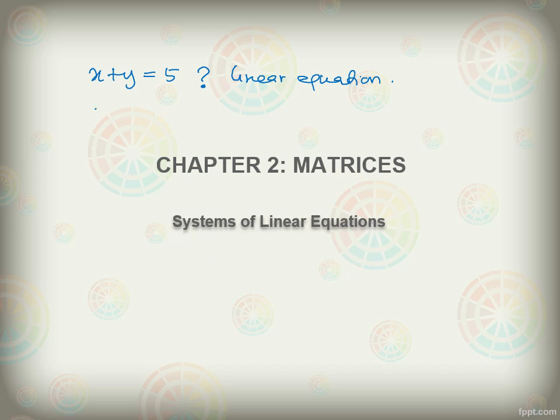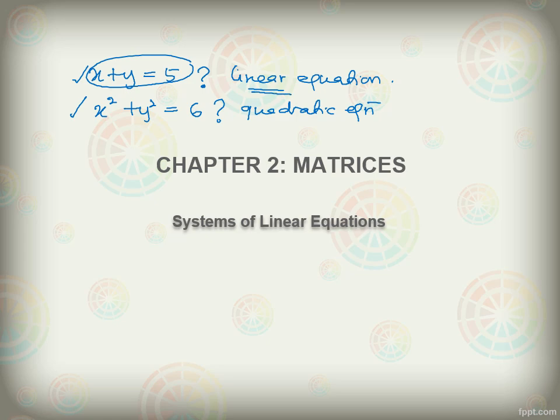Okay, if I give you this, what is the type of this equation? This is quadratic equation. Why is it quadratic? Because the power is 2. Alright. And this is linear because the power is 1. So this is linear, this is quadratic. Alright. So if we have one equation like this, we call it linear equation.